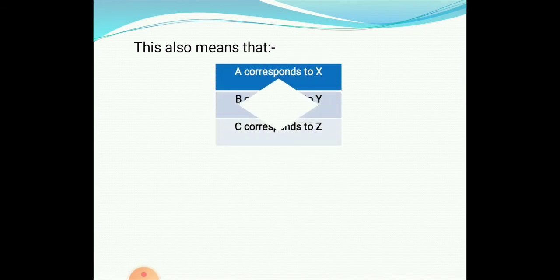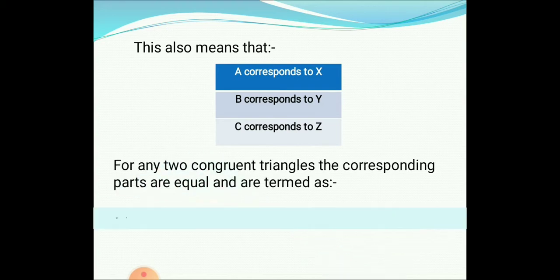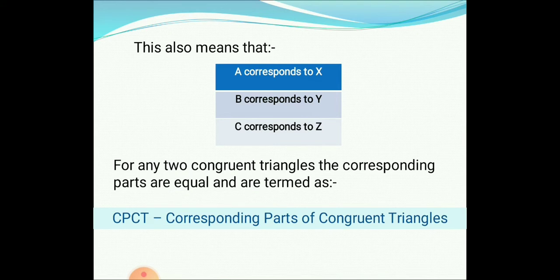This also means that A corresponds to X, B corresponds to Y and C corresponds to Z. For any two congruent triangles, the corresponding parts are equal and are termed as CPCT. CPCT means corresponding parts of congruent triangles are always equal.